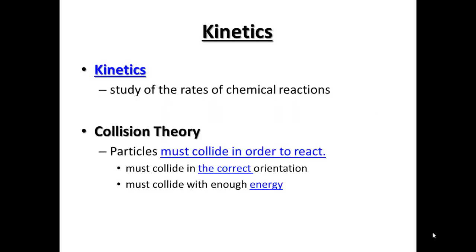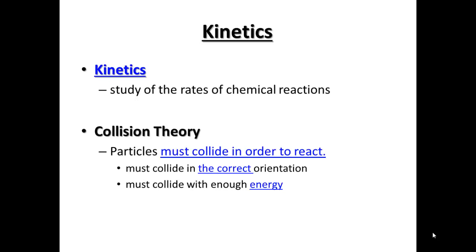Hello chemistry students. So this chapter is all about the kinetics and the equilibrium of reactions. So the kinetics is the study of the rates of chemical reactions. So it's talking about how fast or how slow a reaction occurs. Some reactions are very fast, some reactions are very slow, like the rusting of your car. And then we have different rates of reactions, and that's called kinetics.